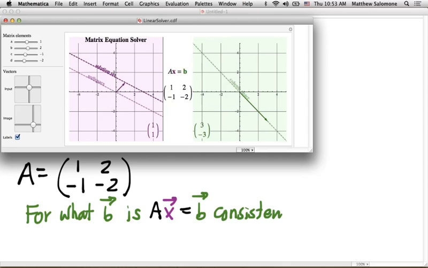And if you remember, what set of vectors answers this question? Or what did we call this set of such vectors?